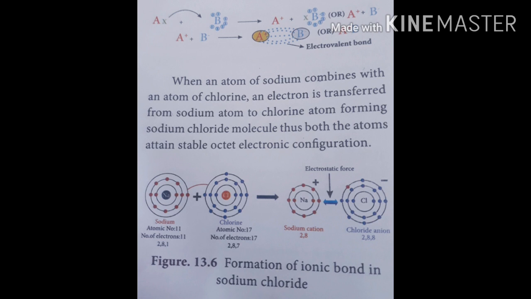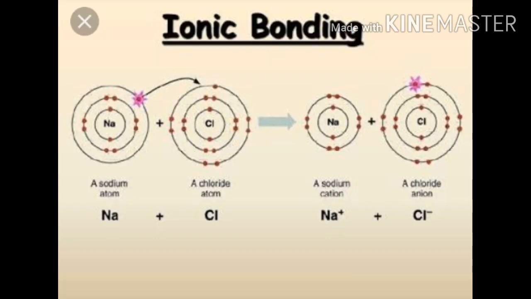So it wants to lose an electron. One electron is excessively present in it. So it donates 1 electron. By losing the 1 electron, the sodium atom will become a sodium ion, that is Na+. See in the picture, it's clearly given.